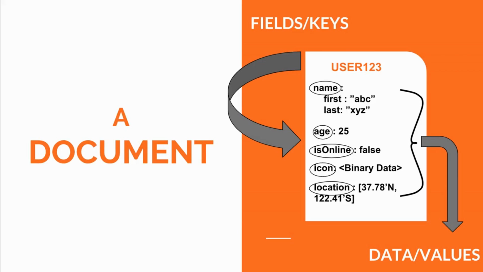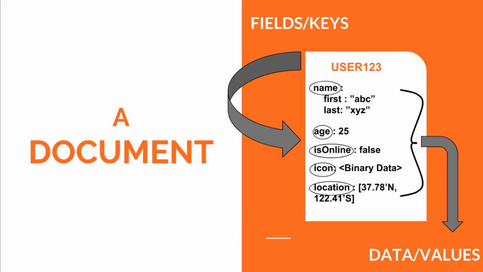Now look carefully at this document. You can see the data type of the values can be anything. For example, they can be integers, booleans, binary data, or latitude and longitude. And in fact, look at the first one. A field can also contain other fields within it. So you can also store this sort of nested data structure within your fields.